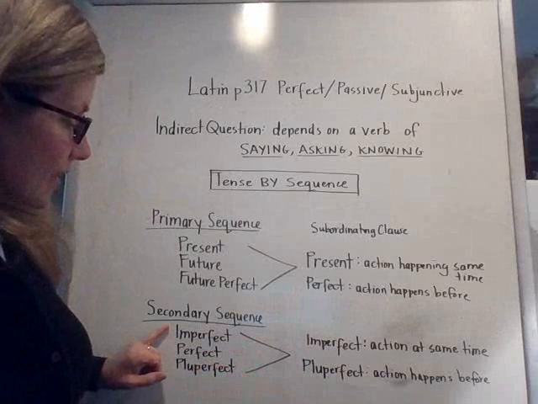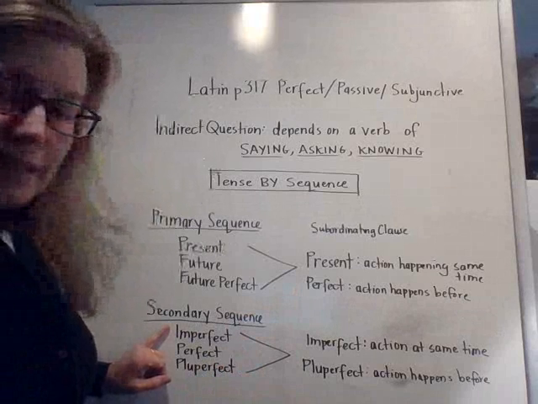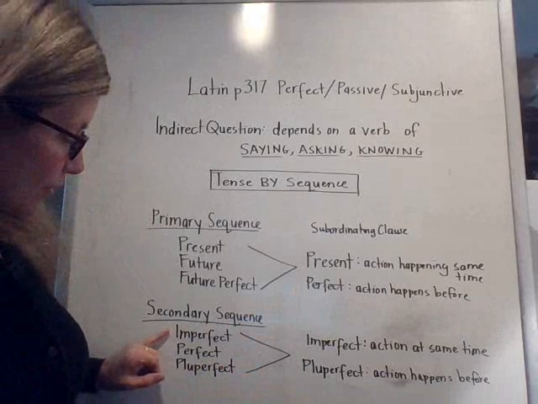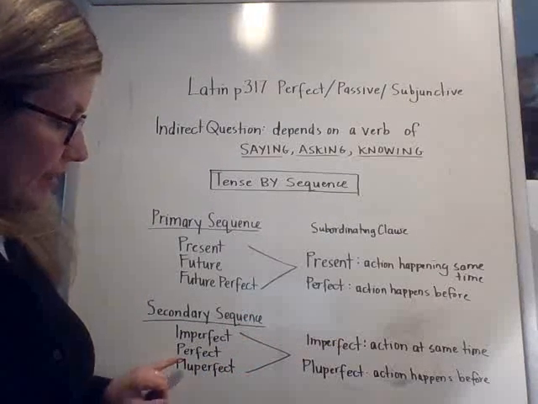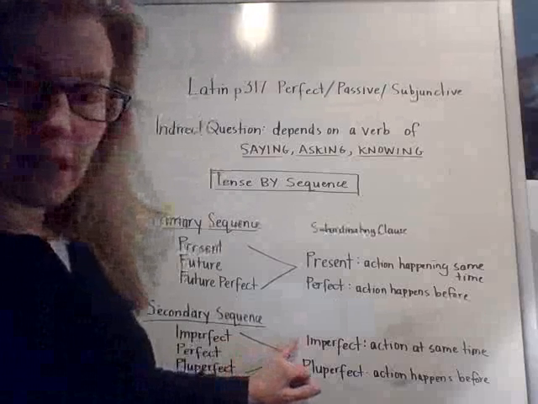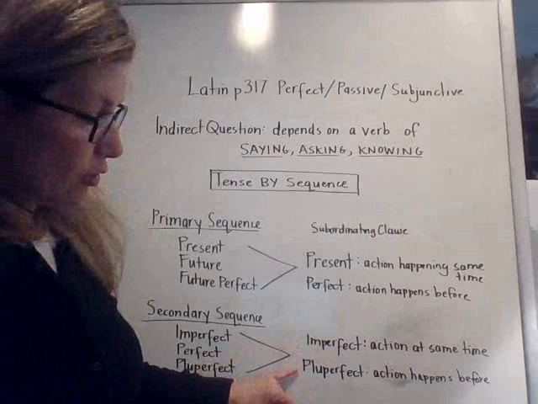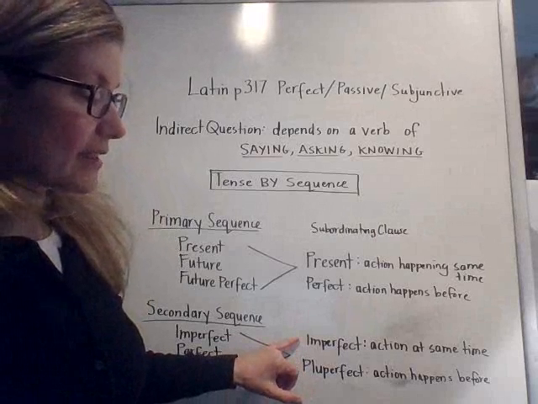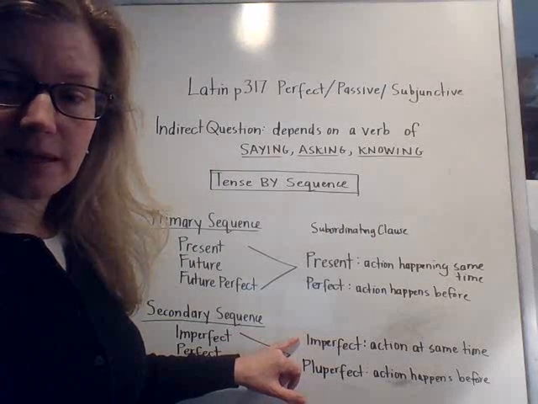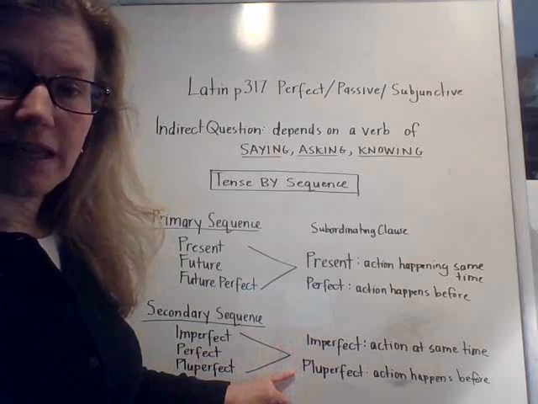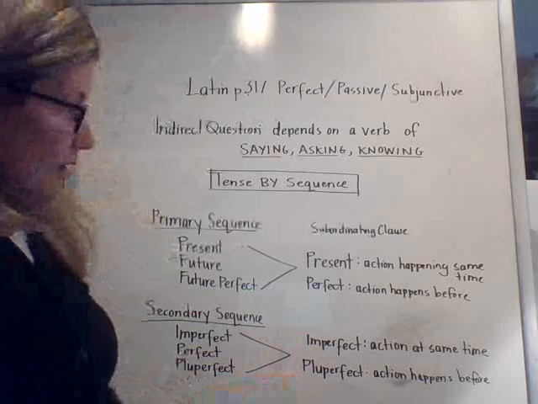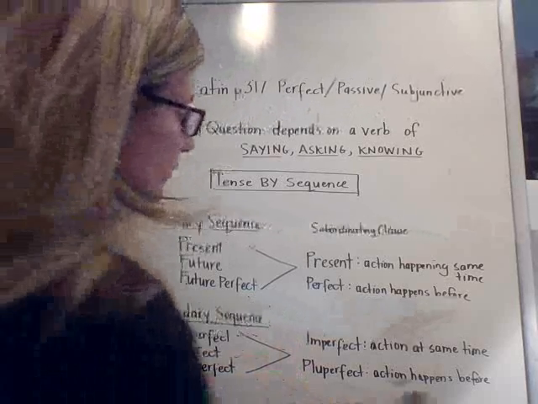You'll see when we do an example what I mean by that. If the main clause is in a secondary sequence, either the imperfect, perfect, or pluperfect, then the verb in the subordinate clause is going to be in either the imperfect or the pluperfect. Use the imperfect if the action happens at the same time, or the pluperfect if the action happens before. So let's look at an example.